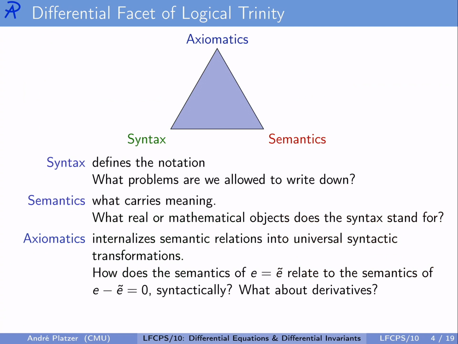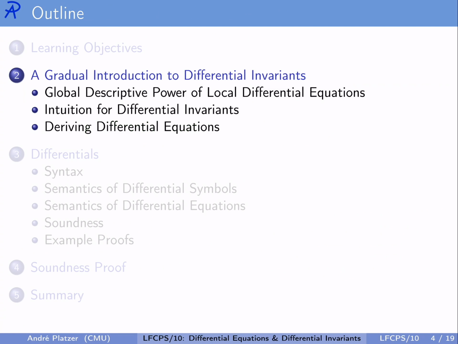For example, ask yourself, how does the semantics of e equals e tilde relate to the semantics of e minus e tilde equals 0? Semantically, they of course should have the same truth value. So you should enable syntactic transformation from one to the other back and forth. But now what happens if derivatives enter the mix? Say in the middle of a differential equation whose properties you're interested in. Which means what we will be developing is the differential facet of this logical trinity.